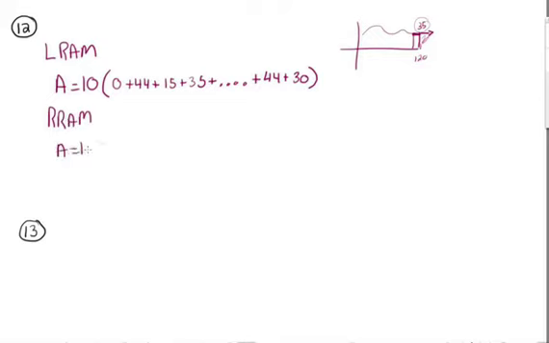Area equals 10 times, this time I don't want to include the first value, which was 0. So I'm going to do 144 plus 15 plus 35 plus all the way to the end, including 44 and 30, and this time I will use the 35. And that will give me my answer to RRAM, and then it just asks me to average those.